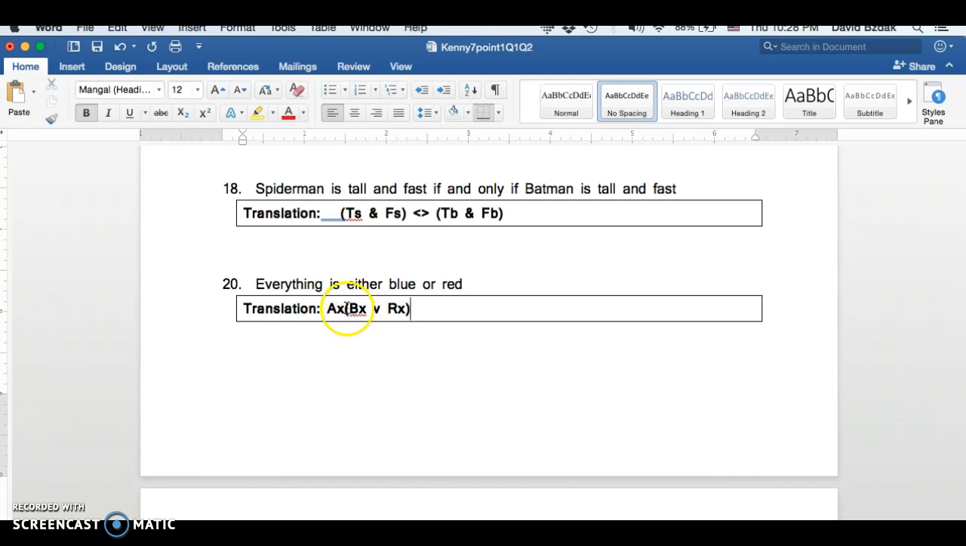It's important to have the parentheses. In fact, it would be wrong if you didn't have the parentheses because the quantifier here controls what the x is, right? This means basically everything, for all x. So everything is blue or everything is red. If you didn't have the parentheses, this would basically say everything is blue or redness, right? The quantifier, which is here, loses its scope once you hit an operator that's outside of parentheses. Okay.